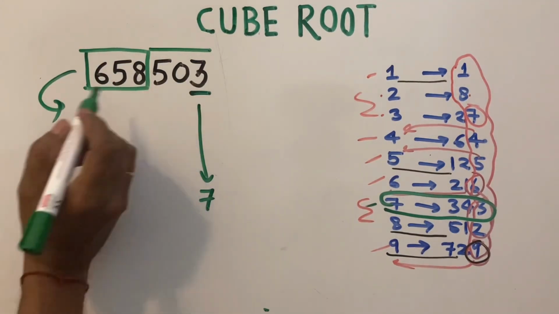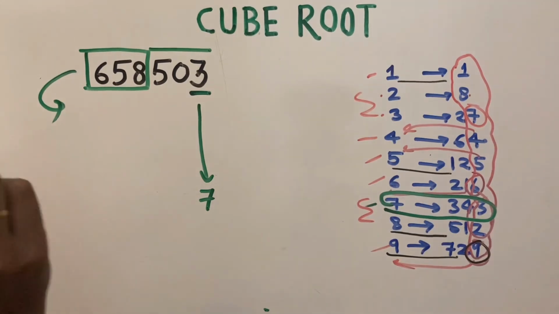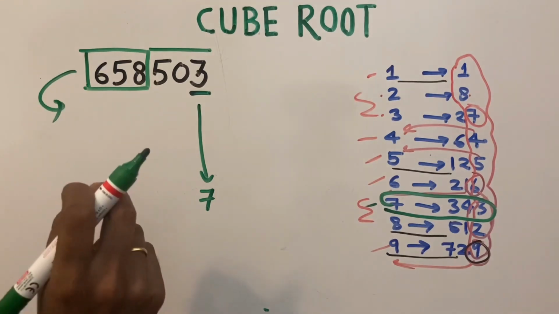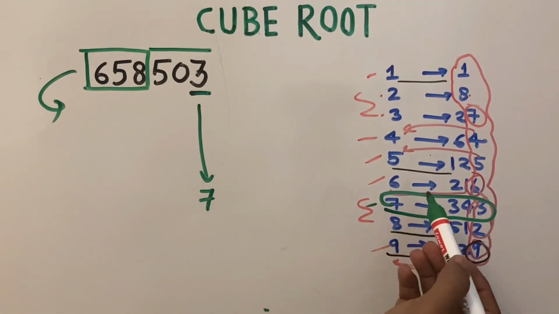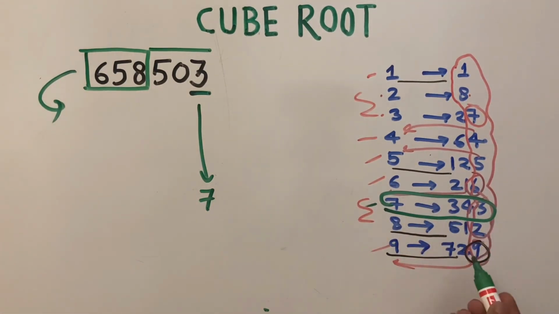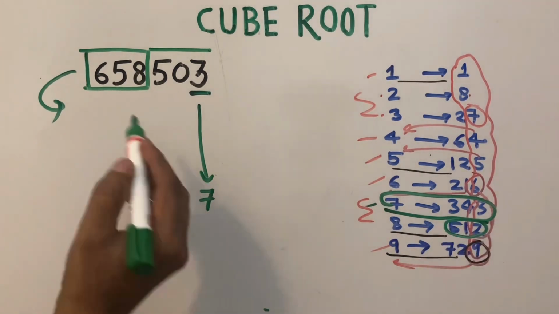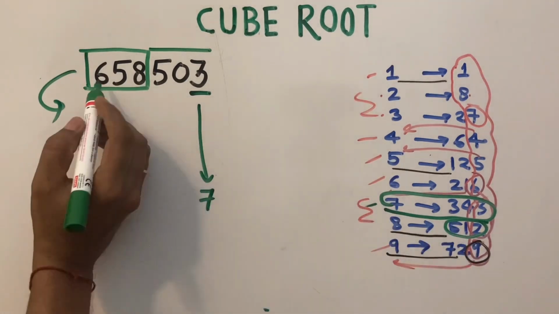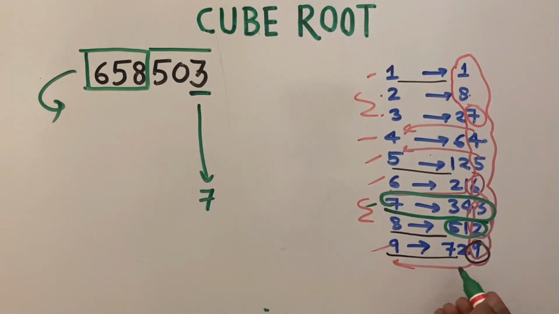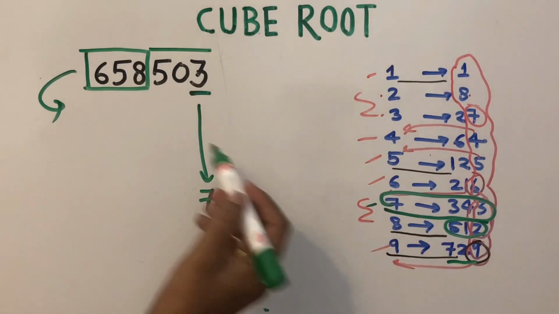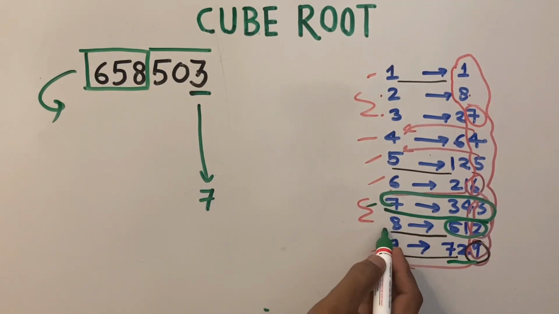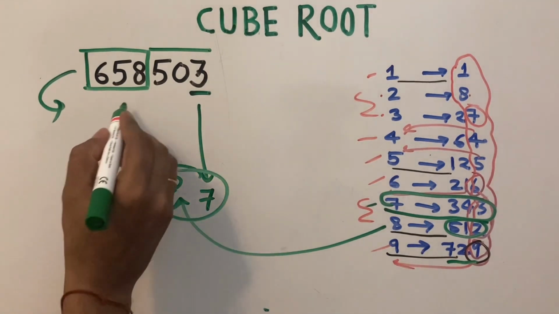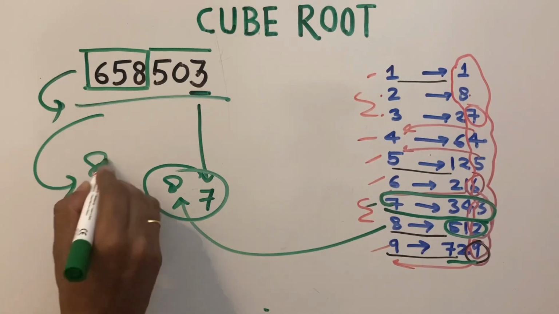For the remaining digits, we must find a number whose cube is closest to this number, but the cube must also be smaller than this number. From here, we can see that 512 is closest to 658, and it is also smaller than 658, as 729 is larger than this number. So the second digit must be 8. So the cube root of this number is 87.